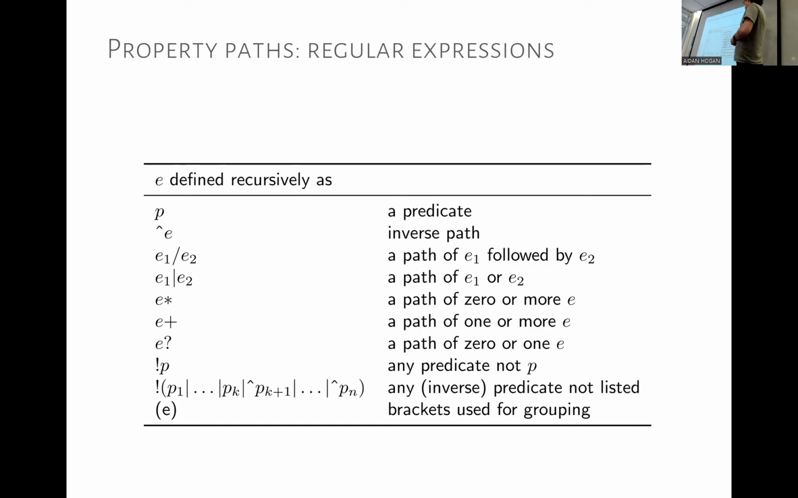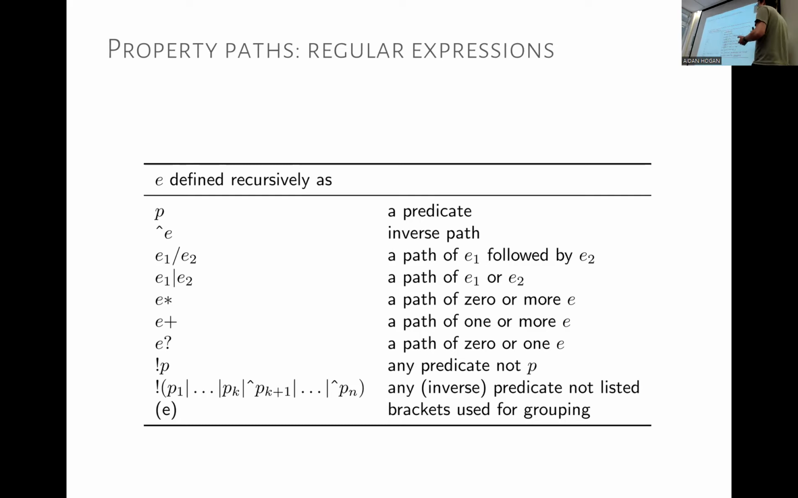So what do we have in our language? We have a predicate, which is just an IRI. We have an inverse path, which we use this symbol for, to say go in the other direction. We have a path of E1 followed by E2, and here E is defined recursively, right? So E1 could be, for example, the inverse. It could also be what's called a concatenation of something else. We have E1 or E2, which says a path of E1 or E2.